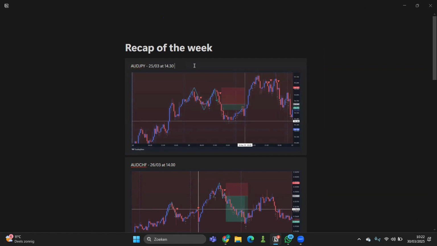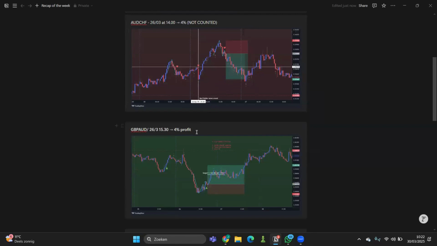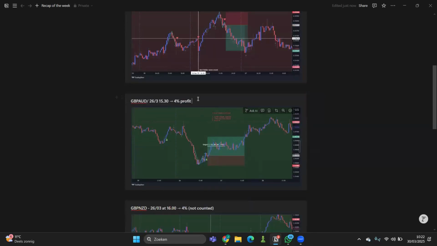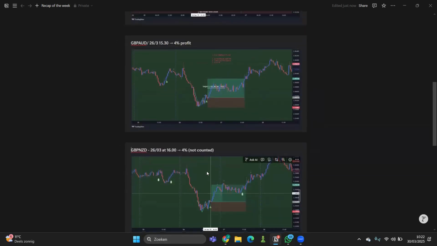0.78% because we pulled out before the news. This one, I didn't take it. So for those that took it, it was 4%, but we do not count this. Then GBPAUD was 4% profit. Cool. GBPNZD is not counted because, of course, you wouldn't take both trades since they're both on GBP, and we don't take correlating trades, or we divide the risk, right? But if you divide the risk, you still make 4% on the total of these both setups. So we're not going to count that one.